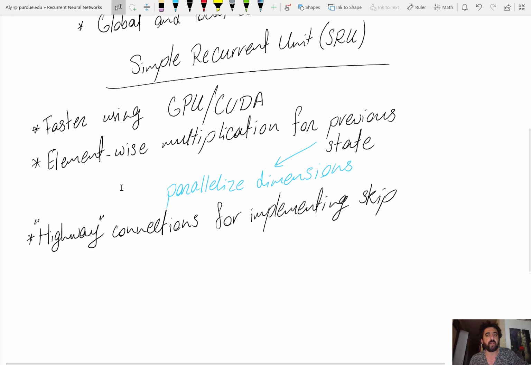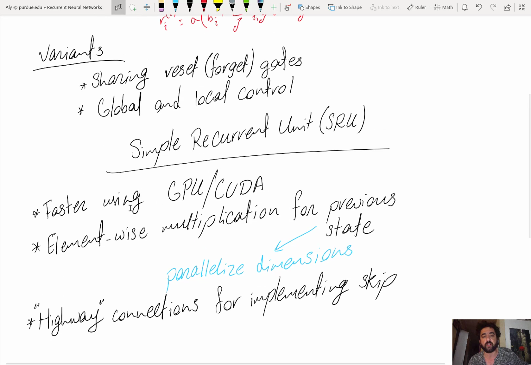Another mechanism in SRUs is that they include what are called highway connections. Highway connections are basically a simple way of implementing a skip connection over time, right? If you're curious, you could read about highway connections themselves, or the paper that introduces simple recurrent units. So in general, I hope that gave you an idea of the challenge that the state-to-state transition can be a bottleneck, right?